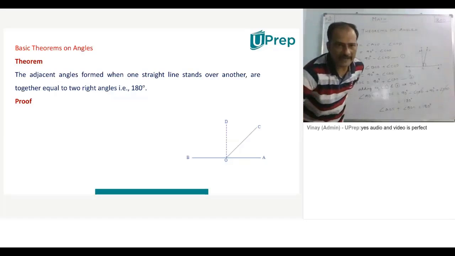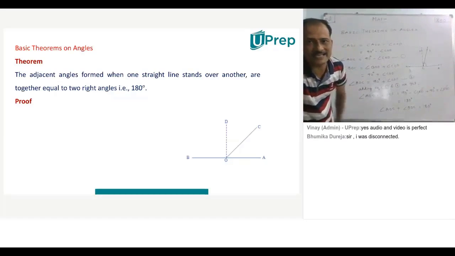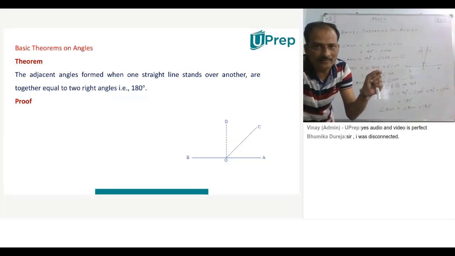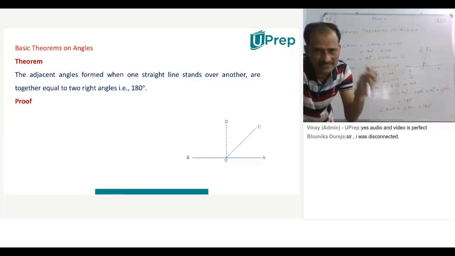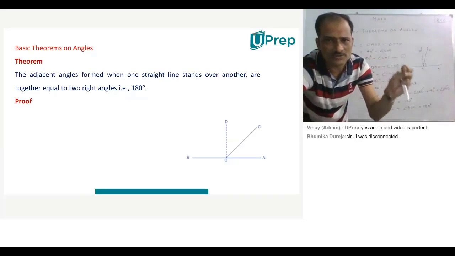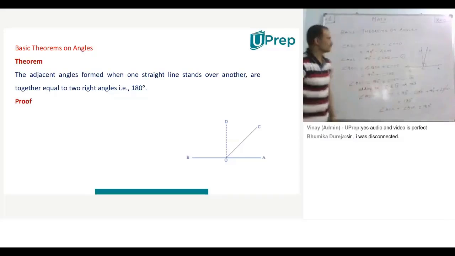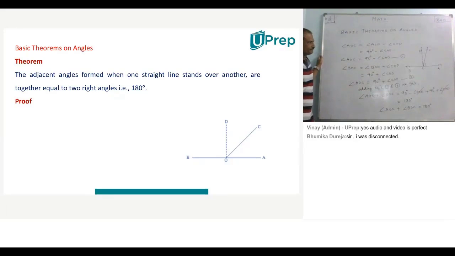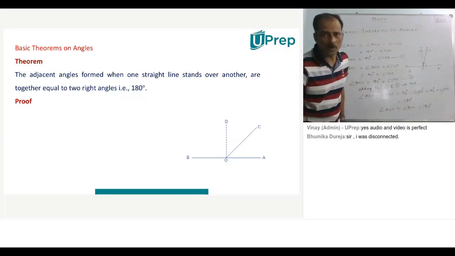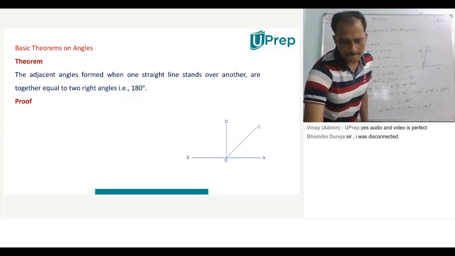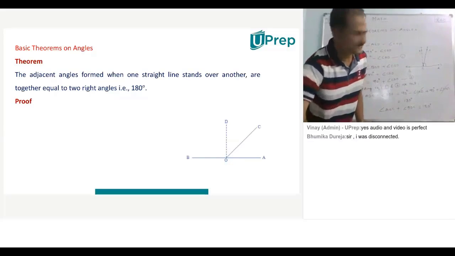In basic theorems of angles, we have discussed the first theorem, that is, if a ray stands on a line, then the sum of a pair of adjacent angles is supplementary. That is the first theorem on basic theorems of angles. Make it fast. Taken down, sir. Done? Shall we move on to the second one? Yes, sir.